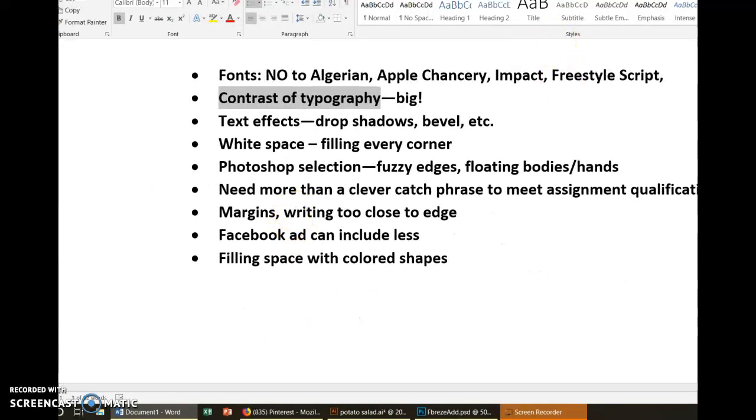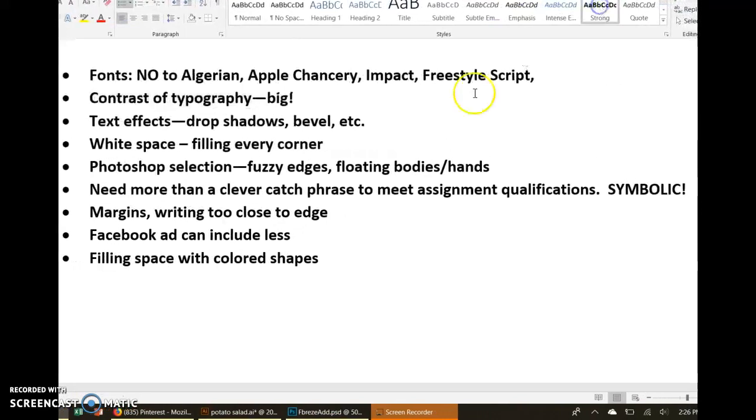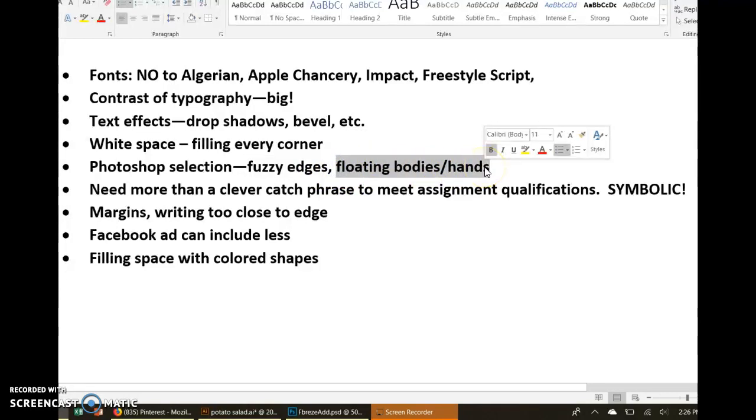Now next, if you are using Photoshop selections, sorry, this screencast is kind of making it difficult for everything to fit on here. Okay, so Photoshop selections. I'm seeing a lot of fuzzy edges. Zoom in very closely and make sure your edges are not fuzzy. Second thing, we don't want to see any floating bodies or hands.